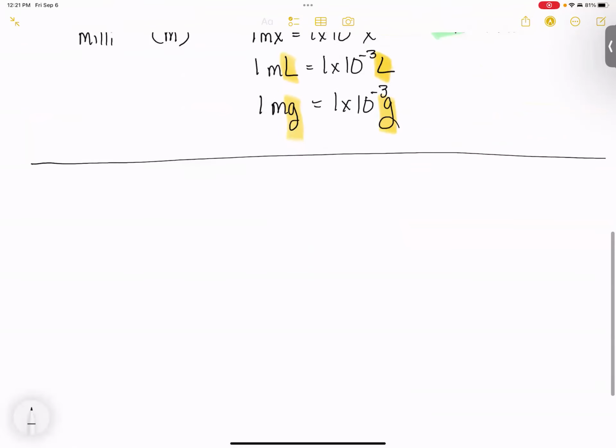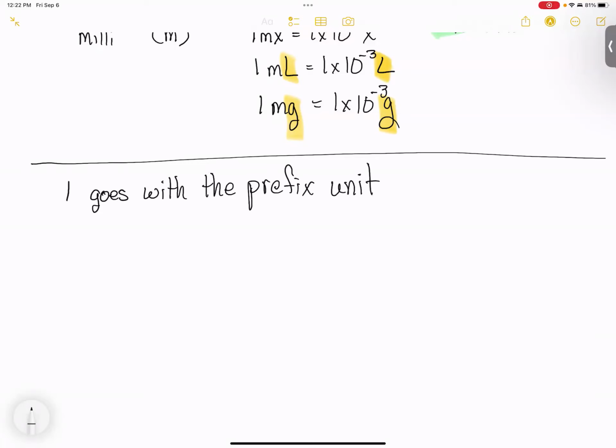So, why do I find it to be the simplest? Because the 1 goes with the prefix unit. Always. Whereas the 10 to the power goes with the unit. Or base unit.